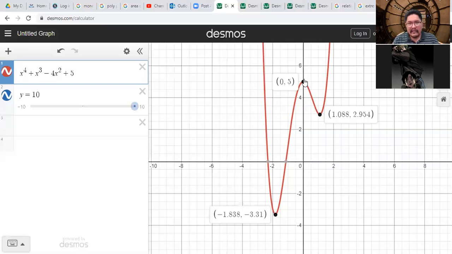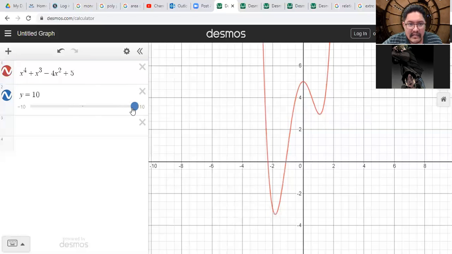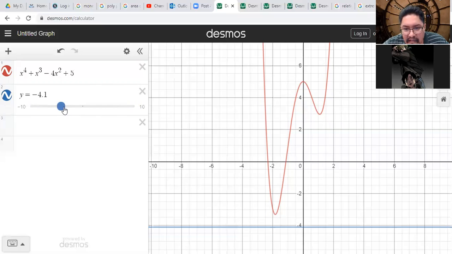Our domain, now this one's a weird one because if you look at our range, as I start from the bottom, so I'm going to start with my slider so you can see, if I tried to get a y value of -4, it's just not going to happen. We are not going to get a y value of -4.